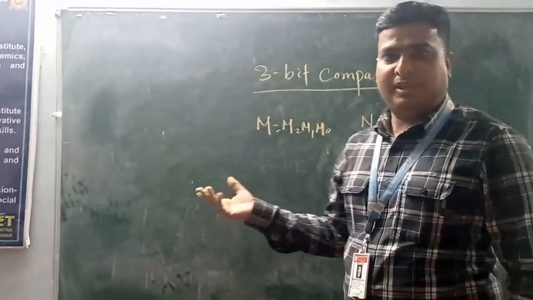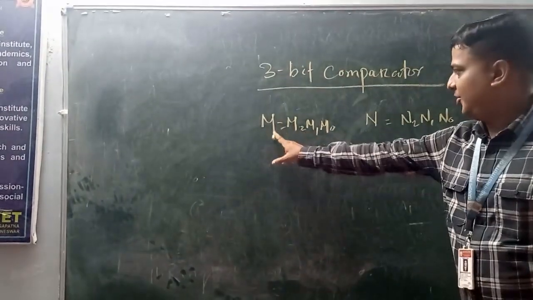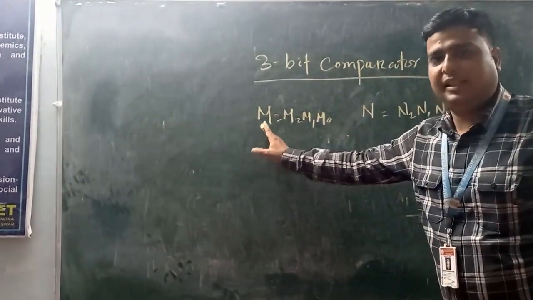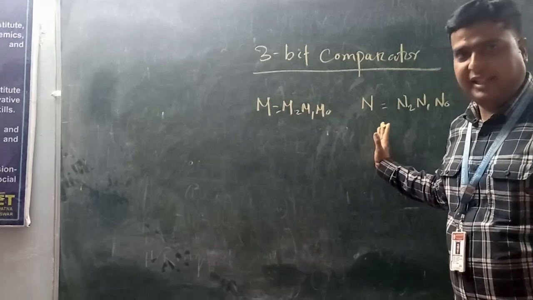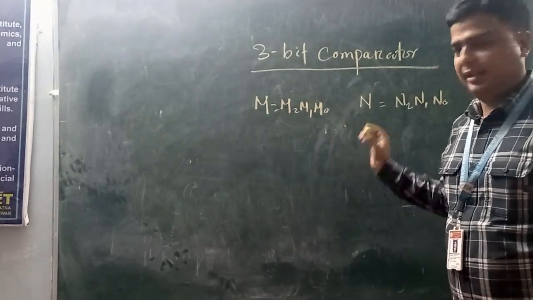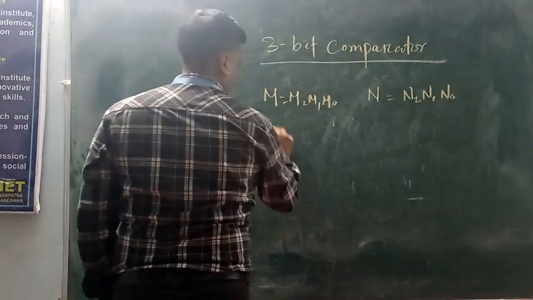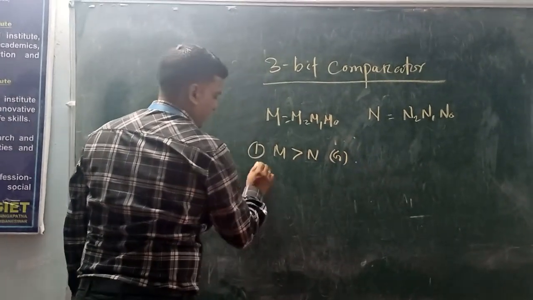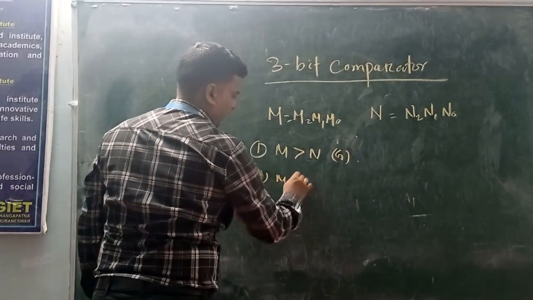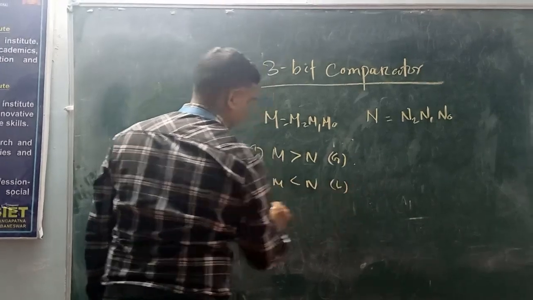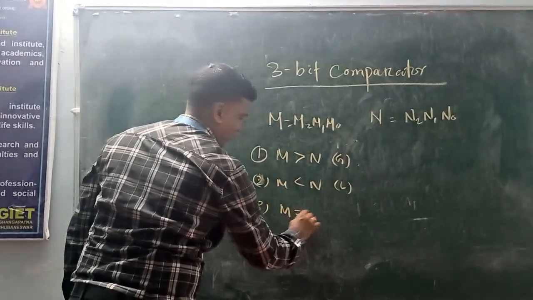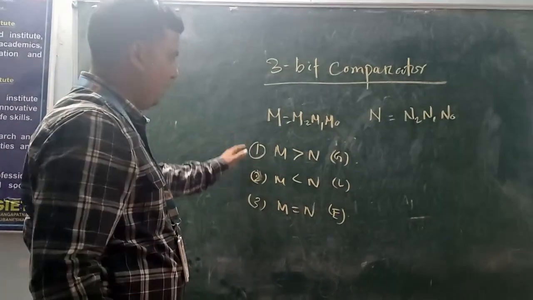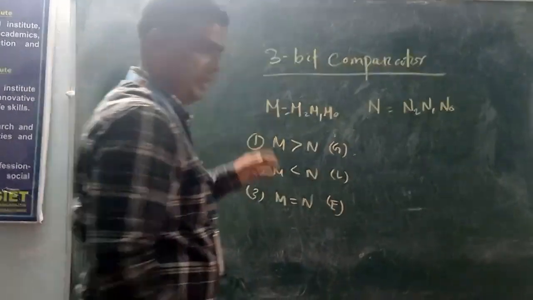So what are the possible conditions? M can be greater than N, M can be less than N, or M can be equal to N. So there are 3 conditions. M greater than N is denoted as G. The second condition, M less than N, is denoted as L. The third condition, M equals to N, is denoted as E. Now I will explain bit by bit.